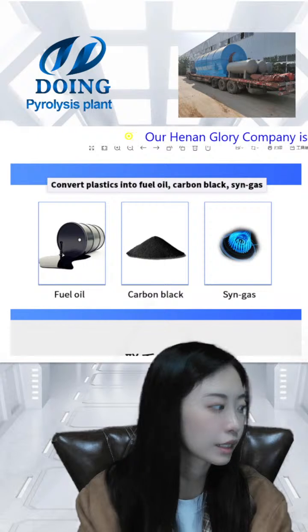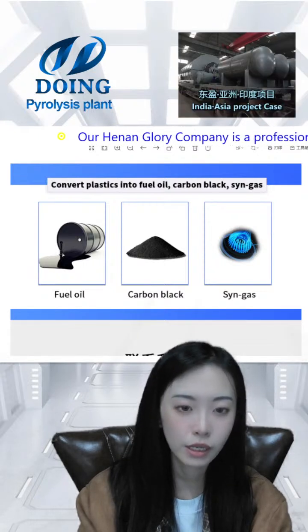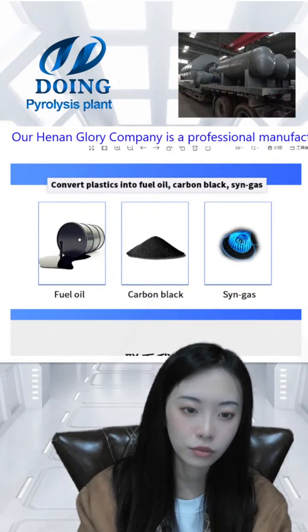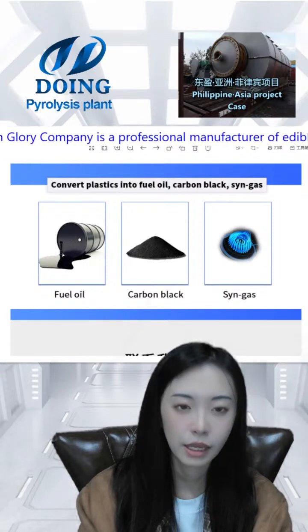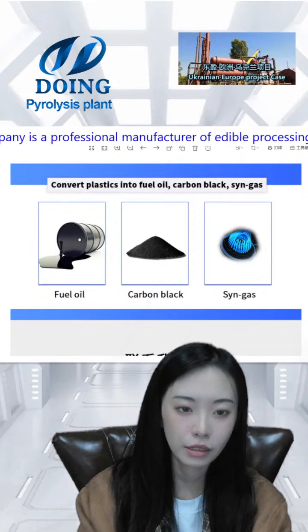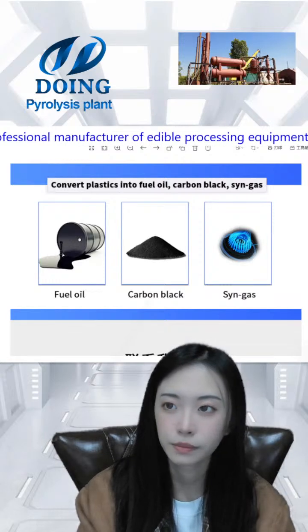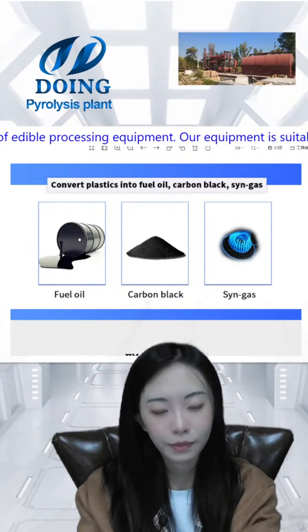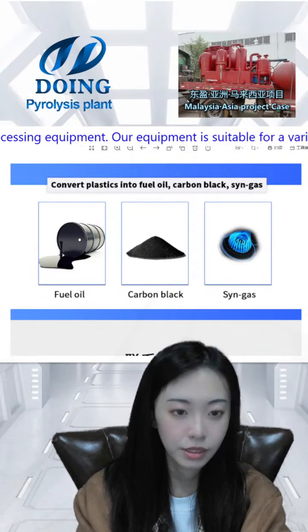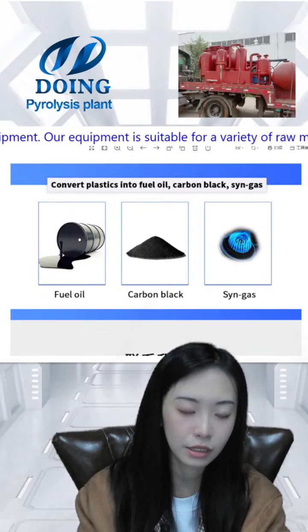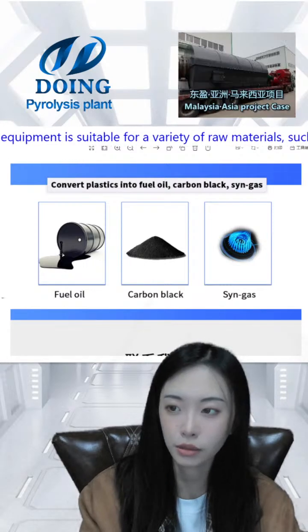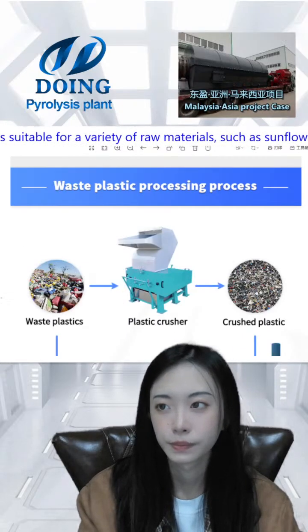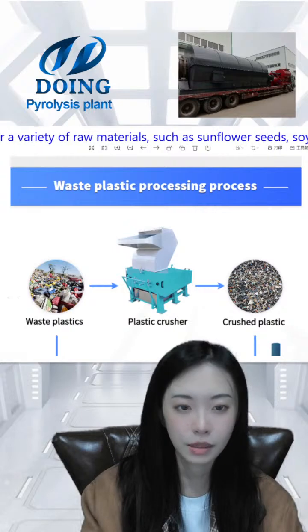Syngas, the third one: we can use it directly by passing it through the purification system, and then it can go back to the reactor to heat the raw materials. So just for the plastic, we can recycle 100%, all the products. And this is the processing process.